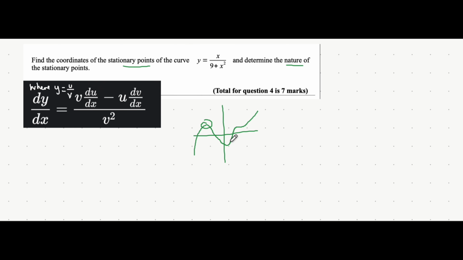Here, and here are stationary points. This one is a maximum, where dy dx is 0 because it's a stationary point, but on top of that, the second differential is actually less than 0. This is a minimum point where, because it's a stationary point, dy dx again is equal to 0, but the second differential this time is going to be bigger than 0. And the last one is a point of inflection. That's where dy dx is equal to 0, but also the second differential is equal to 0.